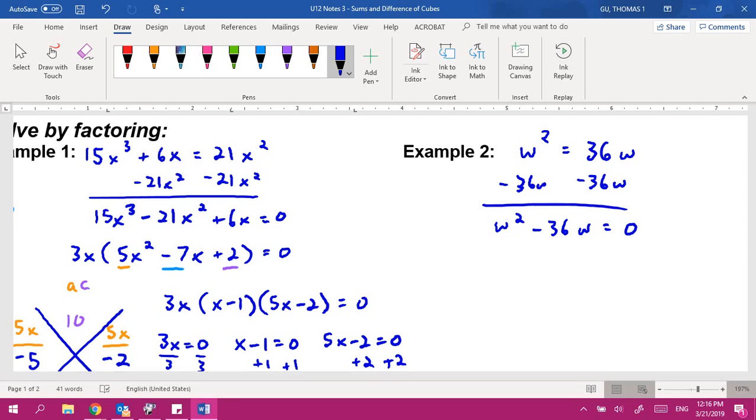We're going to factor out the GCF. If I factor out W, what am I left with? W minus 36. Okay, so there we go. We're at W times W minus 36 equals 0. And now what? We set both of them equal to 0.